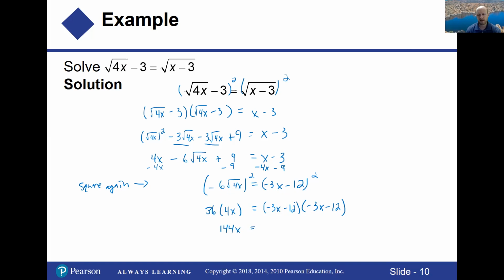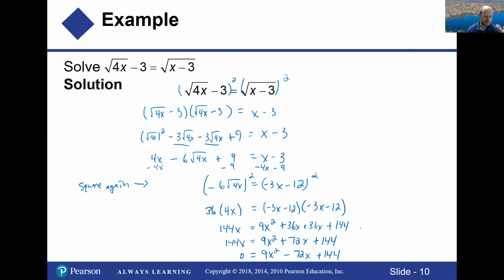And then negative 3x times negative 3x is positive 9x squared. Negative 3x times negative 12 is 36x. Negative 12 times negative 3x is another 36x. Negative 12 times negative 12 is 144. So now let's get this simplified down a little bit more. Add the 36x's, we get 72x plus 144. Subtract 144x to the right side. So 72x minus 144x is negative 72x.